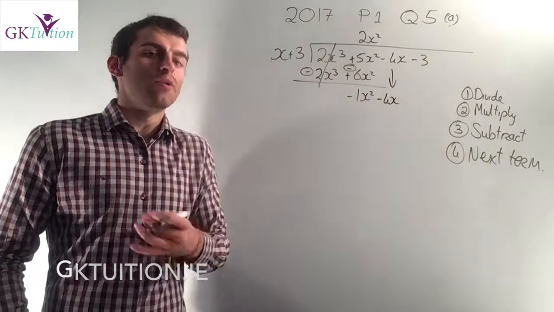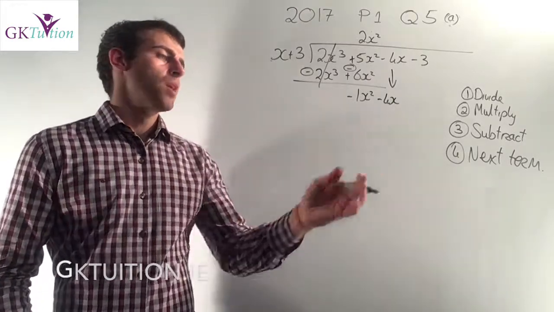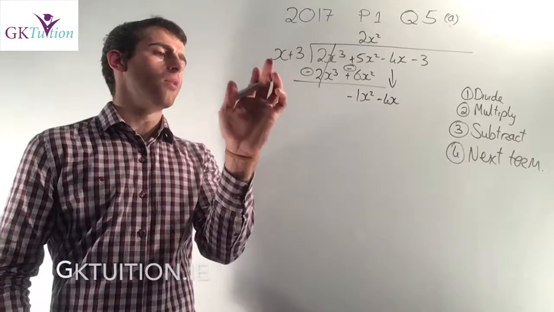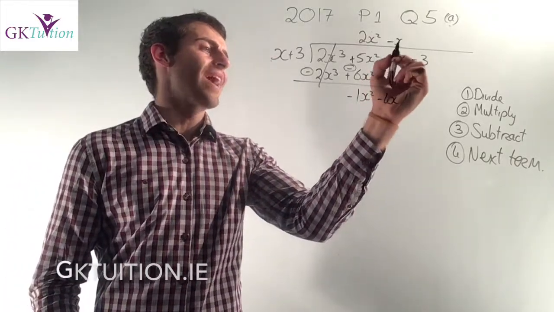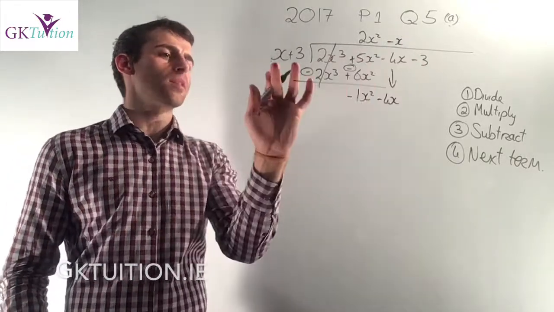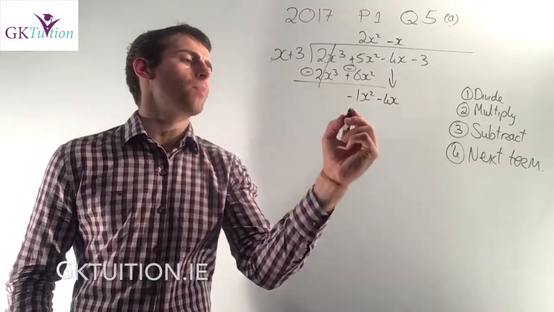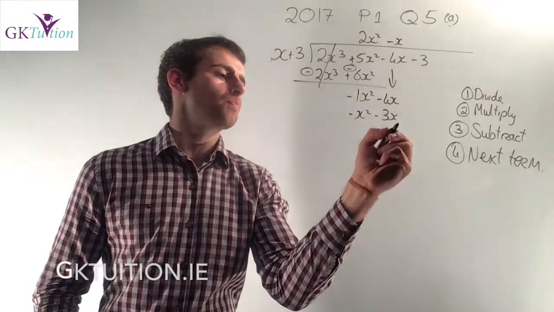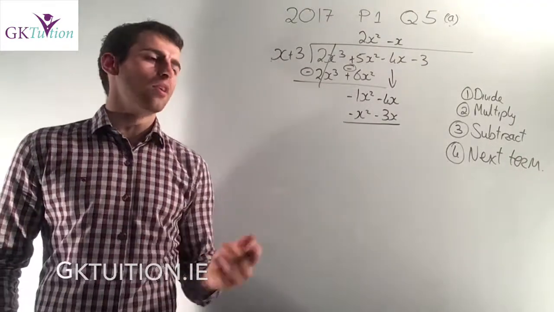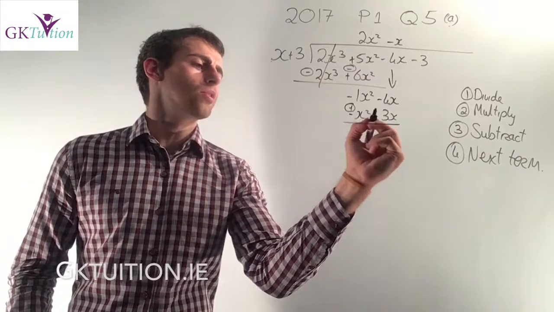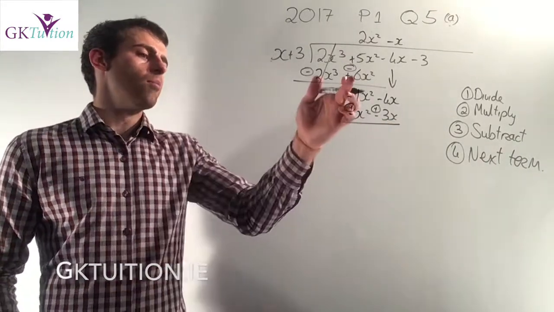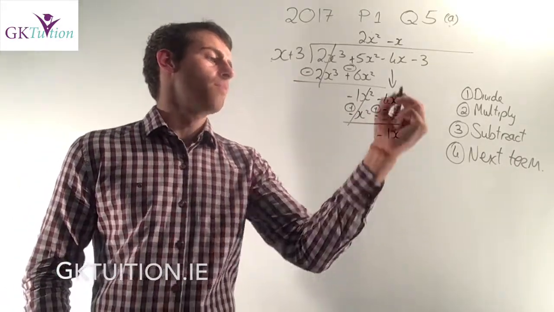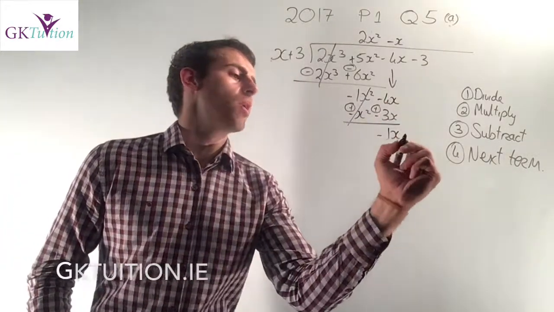Now we just start the process all over again. My first thing is I'm going to divide the first thing here into the first thing here. So x into minus x squared is minus x. Multiply minus x by both of these. Minus x by x is minus x squared. Minus x by 3 is minus 3x. Now I'm going to change my signs and subtract. So put a plus with a circle around it, plus with a circle around it. Minus 1 plus 1 is 0. Minus 4 plus 3 is minus 1x. And then take down my next term, which is minus 3.